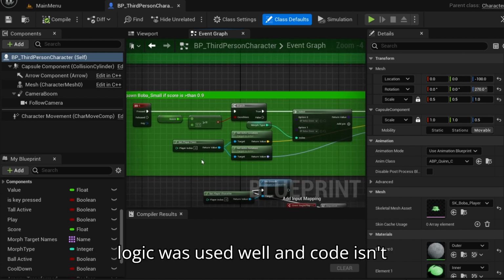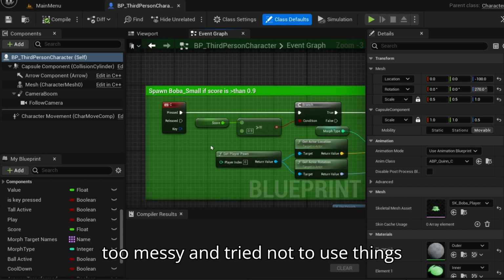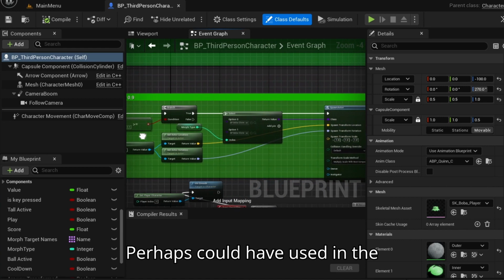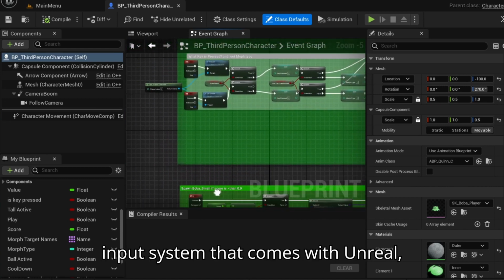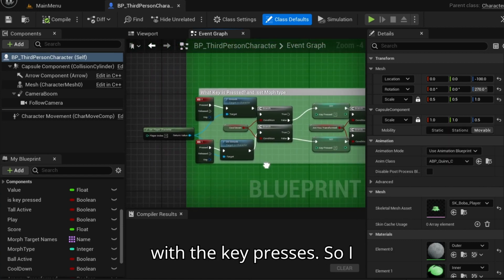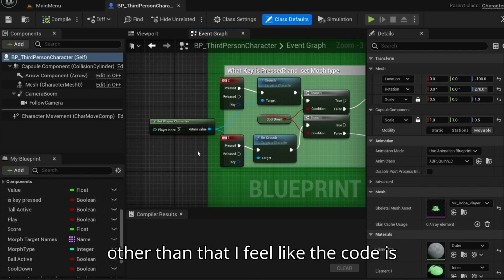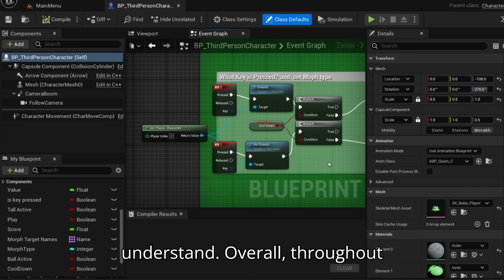I also feel that my game logic was used well and the code isn't too messy, and I tried not to use things like event tick as much as possible. I perhaps could have used the input system that comes with Unreal, but I found it hard to use, so I stuck with the key presses, so I felt I could have improved that. But other than that, I feel like the code is relatively easy to read through and to understand.